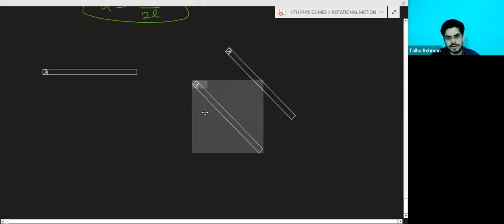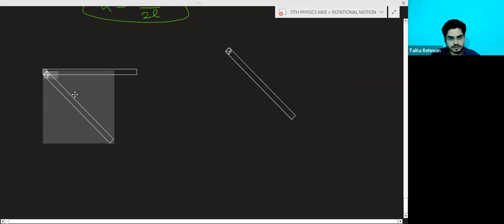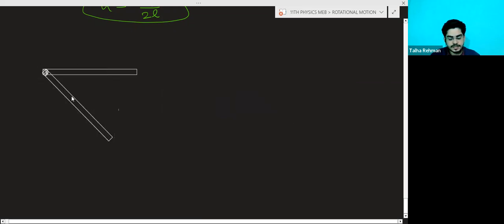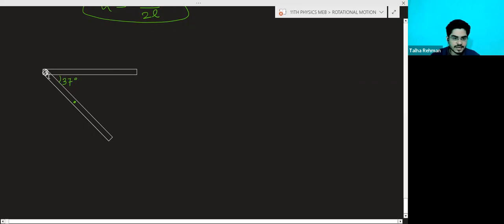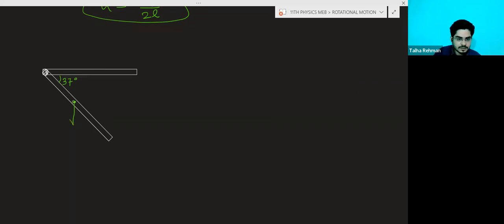Suppose this is the rod, and after releasing, this rod is here and making an angle of 37 degrees. Now the center of mass will be at a distance of L by 2 from this axis, and mg will act like this. Now you have to find this distance for calculating the torque.